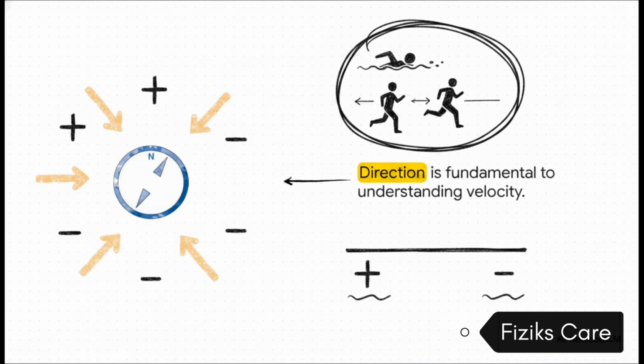Going back to Sarang's pool example, since his displacement was 0 over those 50 seconds, his average velocity was exactly 0 meters per second, even though his average speed was actually 2 meters per second.